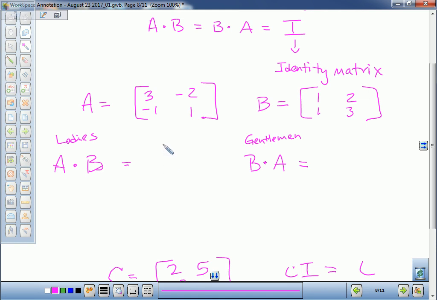Okay. So ladies, what did you get? All right. Oh, there it is. Okay. The identity matrix is 1, 0, 0, 1. So we should have gotten 1, 0, 0, 1.